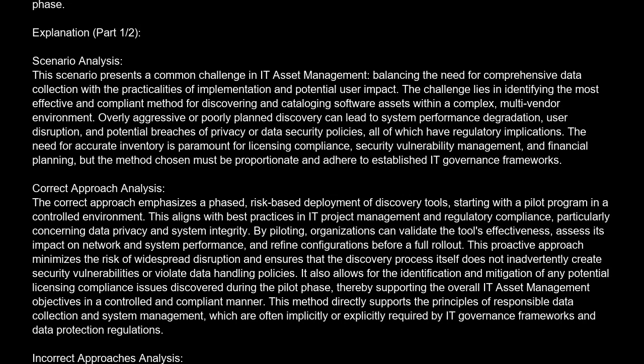The correct answer is A. Deploy the discovery tool across all endpoints and servers simultaneously after initial configuration, without a pilot phase.